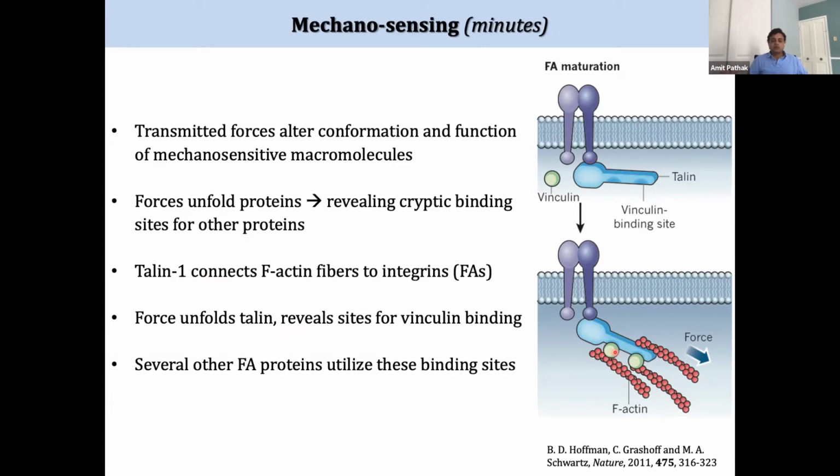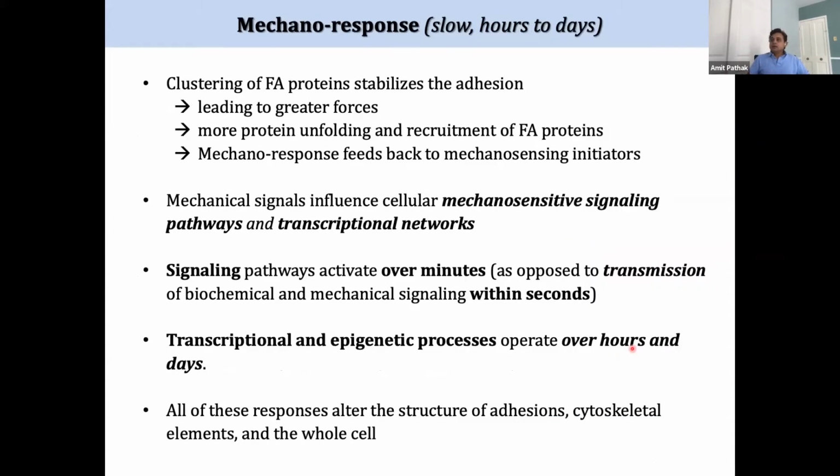And that's why forces are important. If forces don't happen, then these proteins will not open up, and they will not allow other focal adhesion proteins to come and cluster onto this initial binding and stabilize the bond. That is what is needed here. So there are lots of little bullet points here. I put them there, but we'll go top to bottom. Like I said, clustering of focal adhesion proteins is important for stabilization.